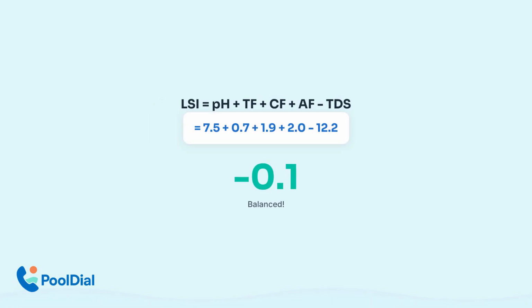Let's work an example. Pool at 84 degrees, pH 7.5, 200 calcium, 100 alkalinity, 900 TDS. Plug in the factors. 7.5 plus 0.7 plus 1.9 plus 2.0 minus 12.2 equals negative 0.1. Within the balanced range, no action needed.